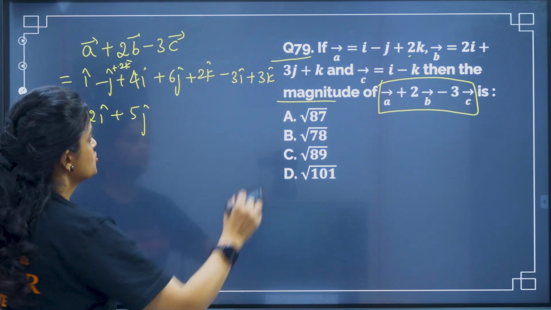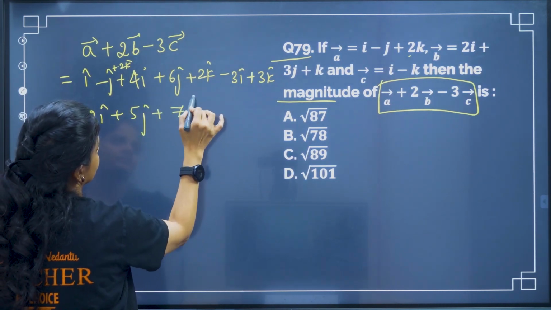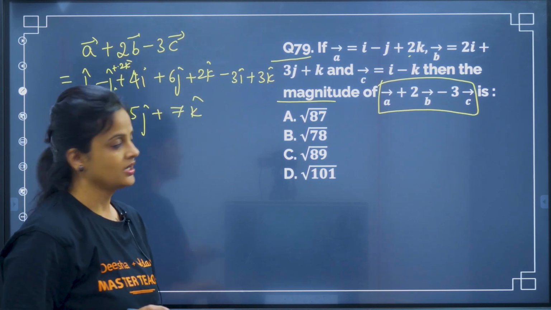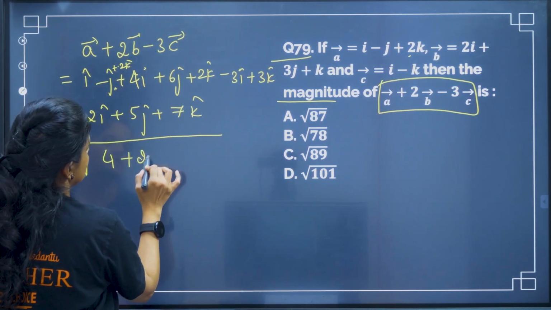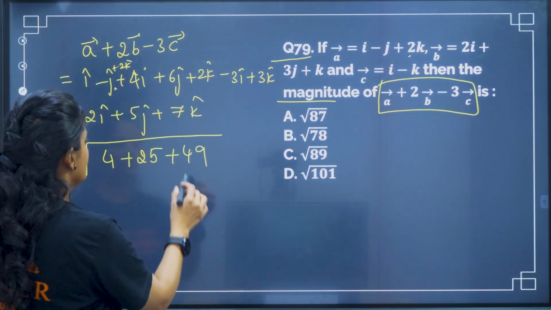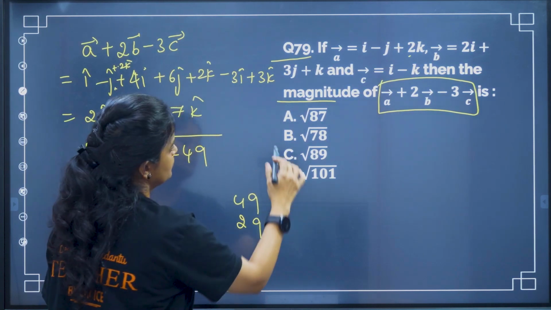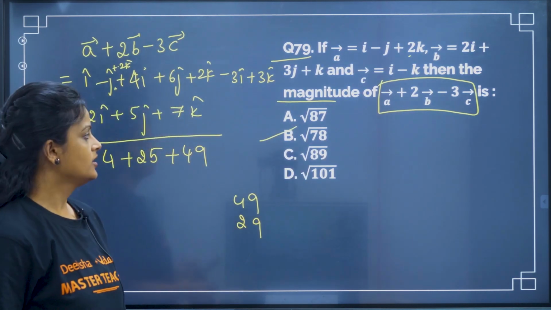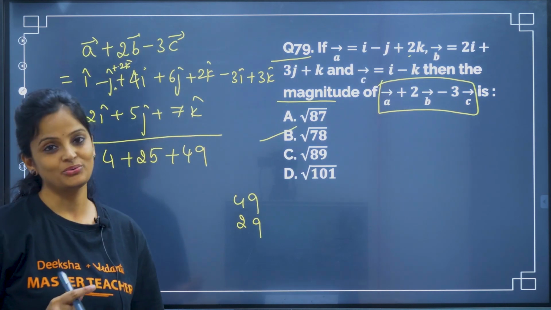Okay, 2k. So 3k, 2k and 2k, that will give you 7k. Now I have to take the magnitude of this. 4 plus 25 plus 49. See how much it is. 29, 49 you are taking. So that will give you 78. So under root 78 will be the answer for the 79th question.